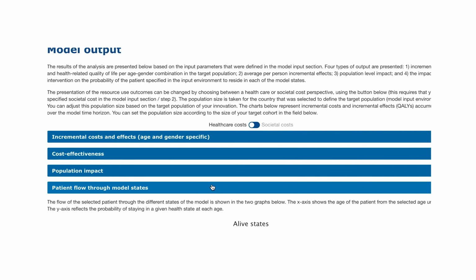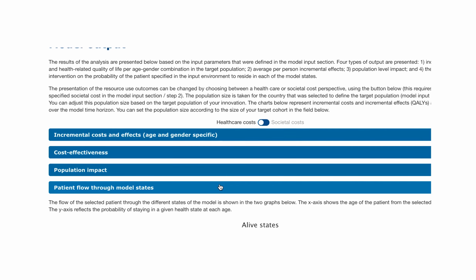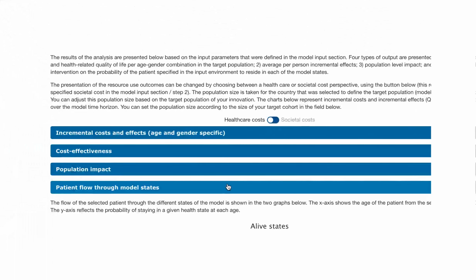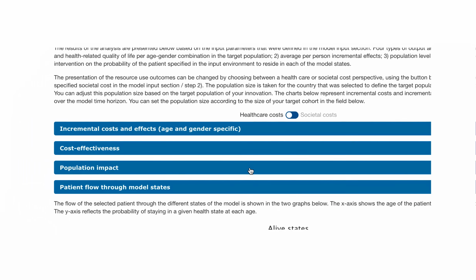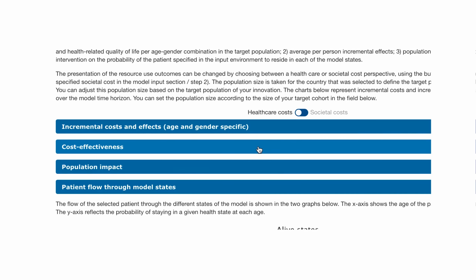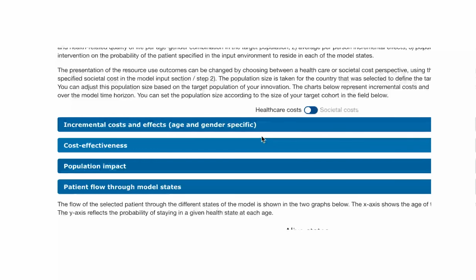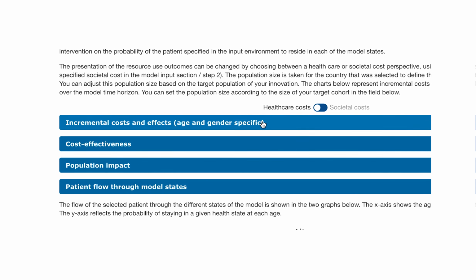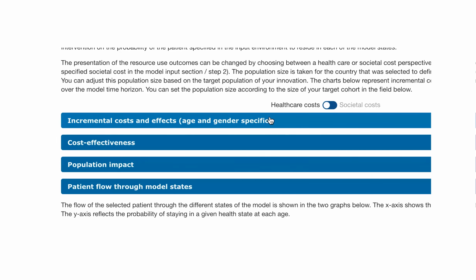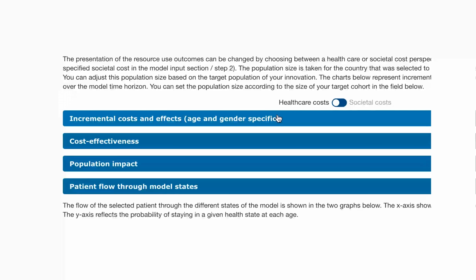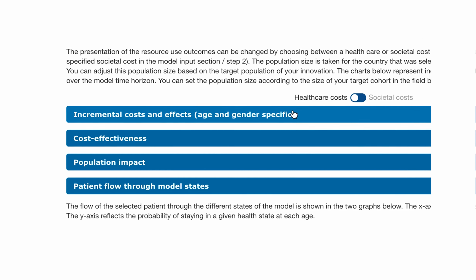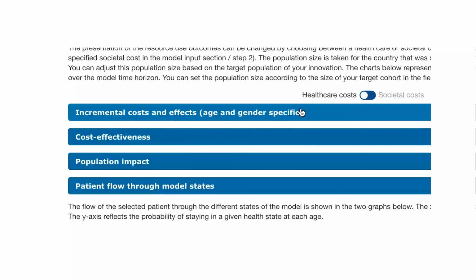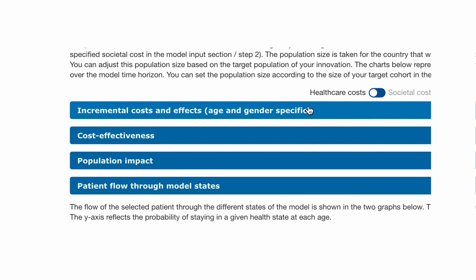Four types of output are presented. 1. Incremental cost and health-related quality of life per age-gender combination in the target population. 2. Average per person incremental cost and effects. 3. Population level impact. And 4. The impact of the intervention on the probability of the patient specified in the input environment to reside in each of the model states.